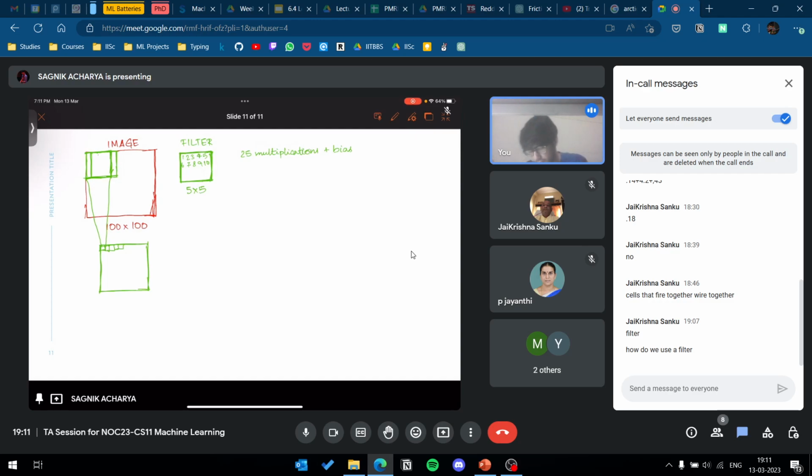So keep shifting this by one cell. You can choose by how many cells you want to shift. That is called the stride. If you want to shift it by two cells, then you will have to mention it, and your stride will be two in that case. This keeps shifting. Right? Does that clear your doubt? Okay. Any other questions?